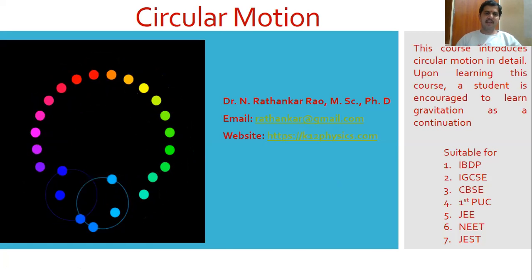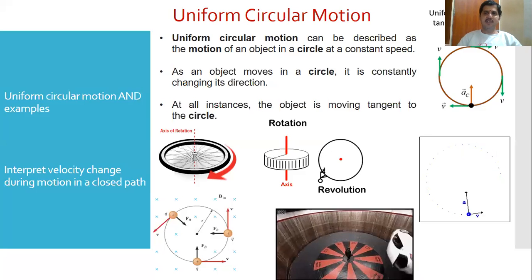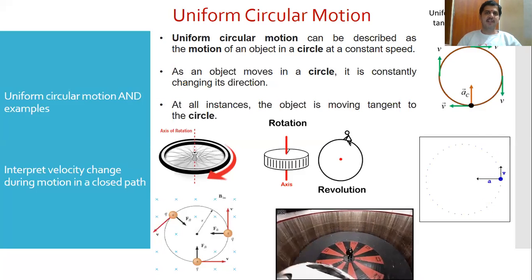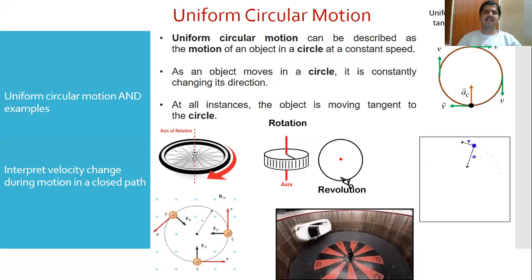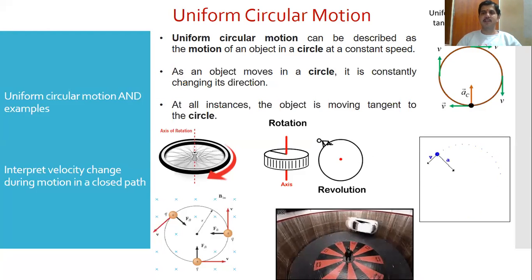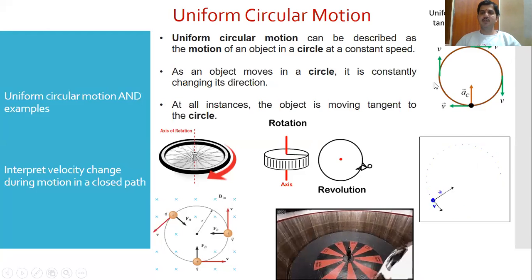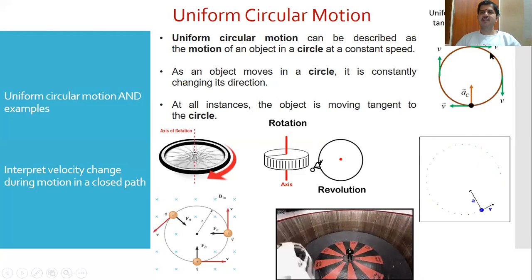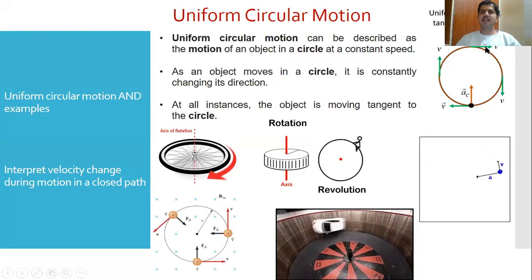Okay, so let us move on directly to the topic. Uniform circular motion. So what is uniform circular motion? It can be described as the motion of a particle in a circle, but with a constant speed. As you see, when a particle is moving in a circle, it can move with a constant speed. This vector v, the velocity vector, is seen to be constant in magnitude, but the direction of v is changing everywhere.